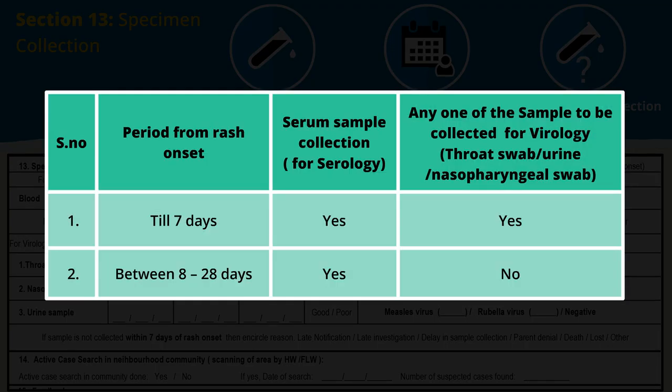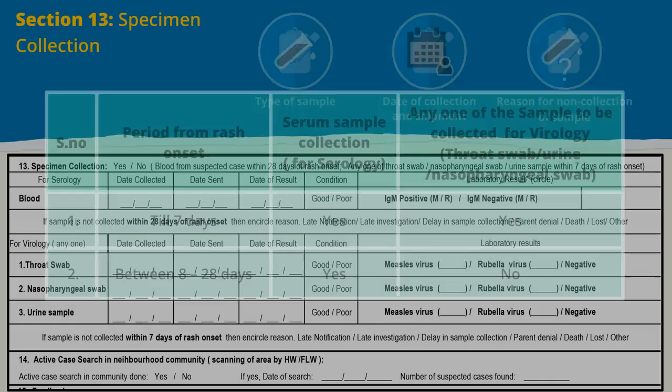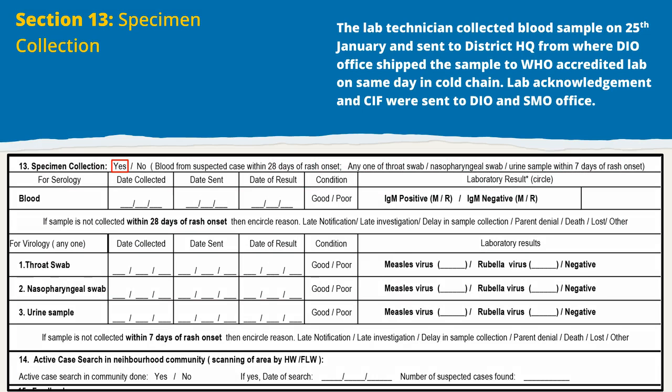If the case is in the window of till 7 days of rash onset, then in addition to blood sample, collect either of throat swab or urine sample or nasopharyngeal swab for virology. If the case is in window between 8 to 28 days of rash onset, collect only blood sample for serology. In this case, only blood sample collected on 25th January. Virology sample not collected as the case was notified after 10 days of rash onset.